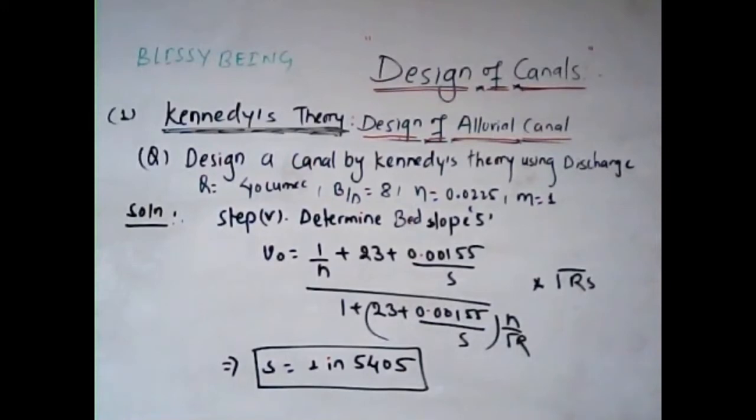So solving this and substituting the values, we will obtain the bed slope as 1 in 5405 meters. So this is the one where you have to go 1 meter vertical in 5405 meters horizontal. So this is the bed slope of the canal that is to be provided. So 1 in 5405 is the bed slope.